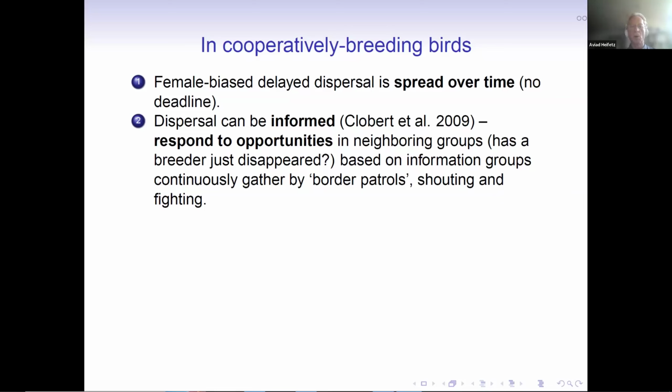I can respond to information, to opportunities. Has somebody of my own sex disappeared from a neighboring group? Maybe that's an option for me to try to take their breeding vacancy. And at least in the Arabian babblers I know well, they really collect a lot of information. They do these border patrols, they shout, they fight, and this way they collect a lot of information.